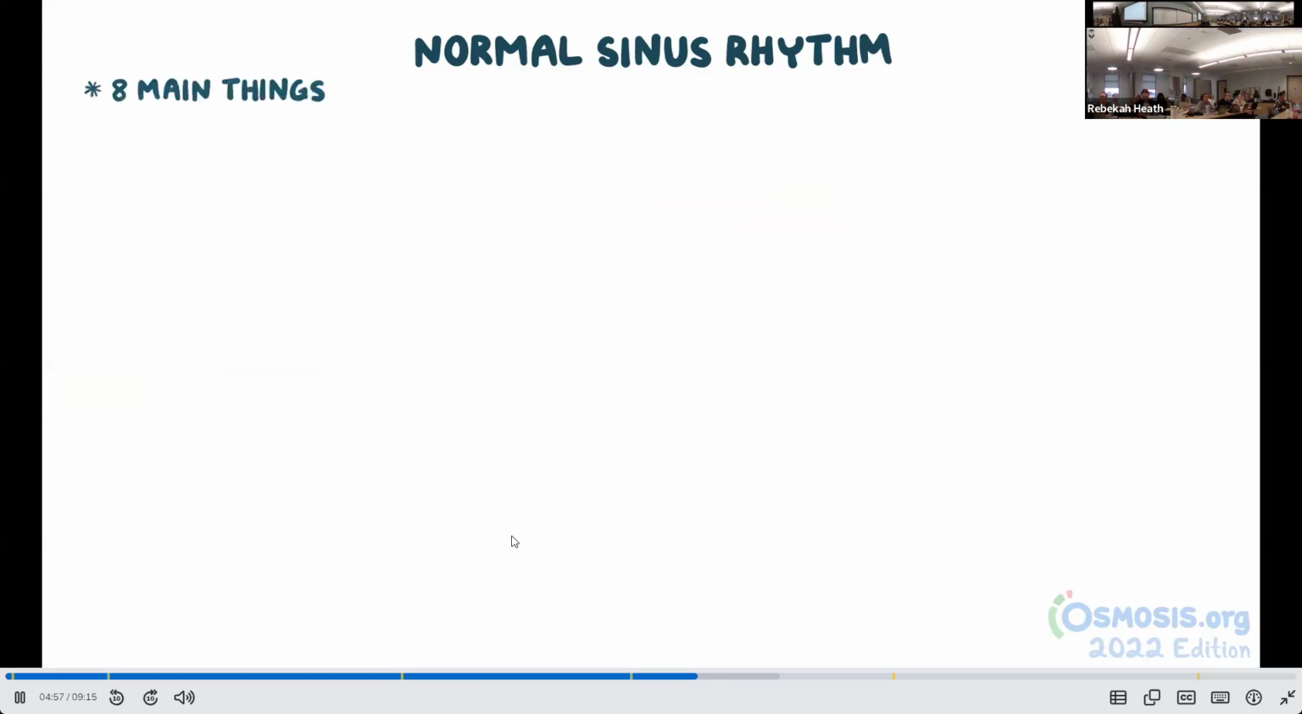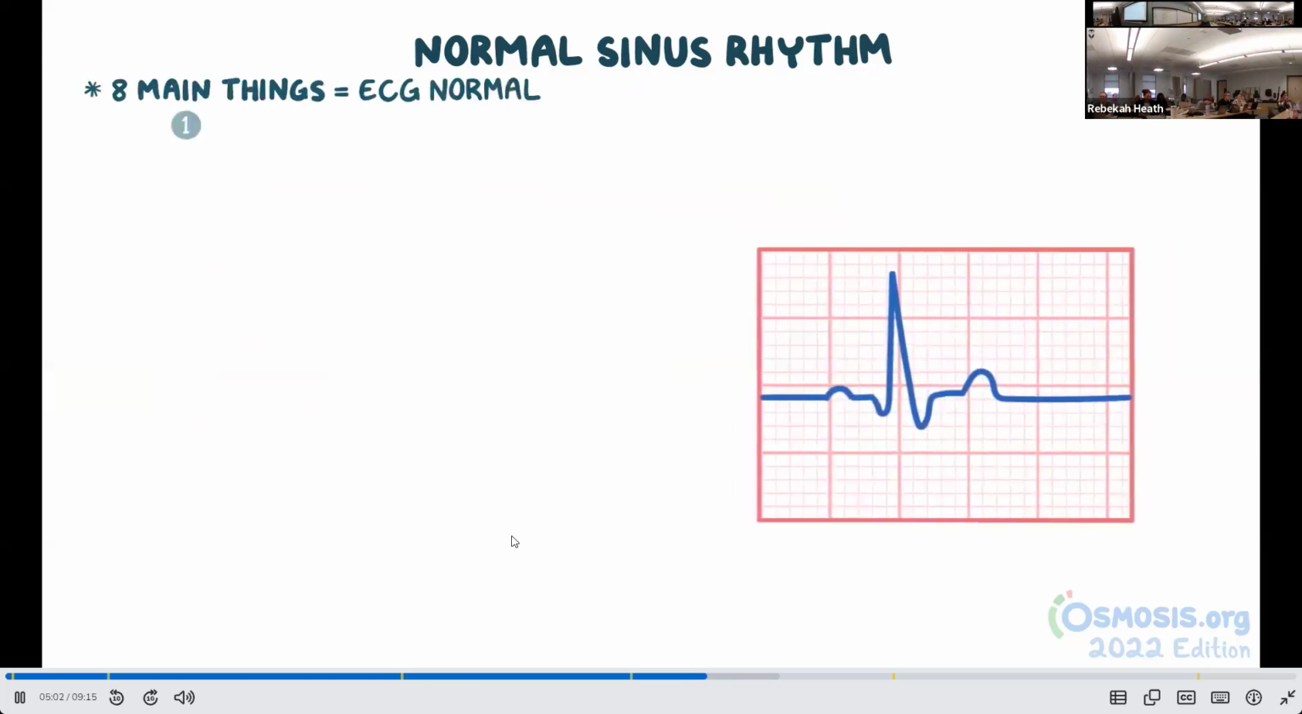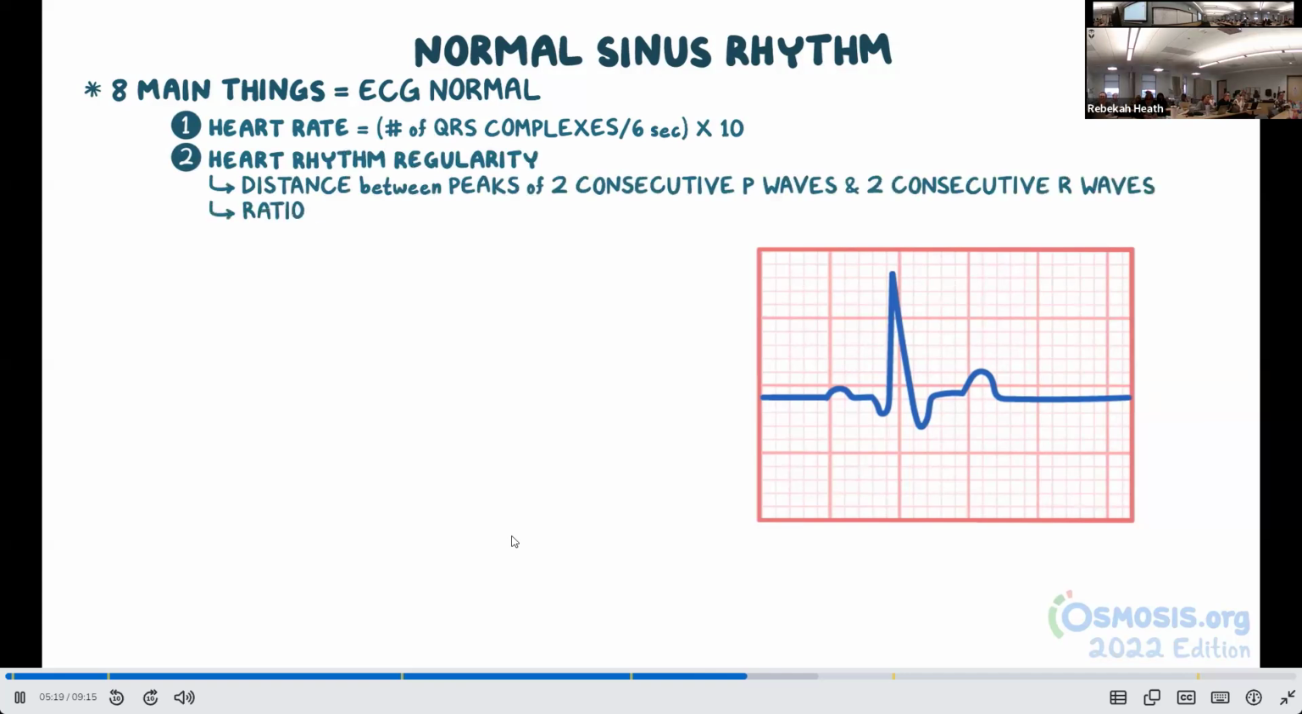There are 8 main things to look for on an ECG to ensure everything is normal. First, the heart rate can be calculated by counting the number of QRS complexes in 6 seconds and multiplying that number by 10. Secondly, the heart rhythm regularity can be assessed by checking the distance between the peaks of 2 consecutive P waves and 2 consecutive R waves. If the ratio of the PP and RR intervals is 1, then the heart rhythm is regular.